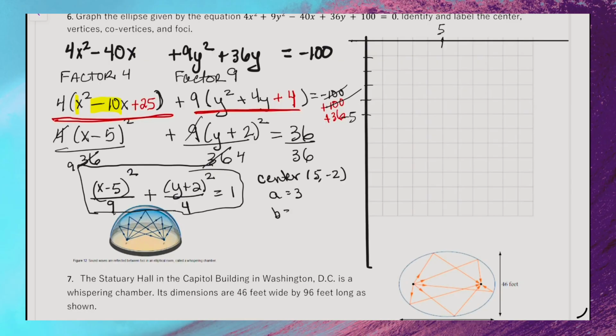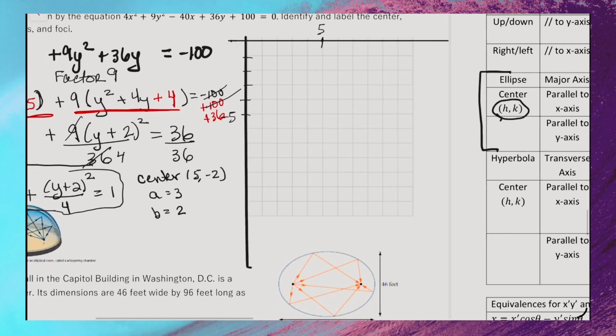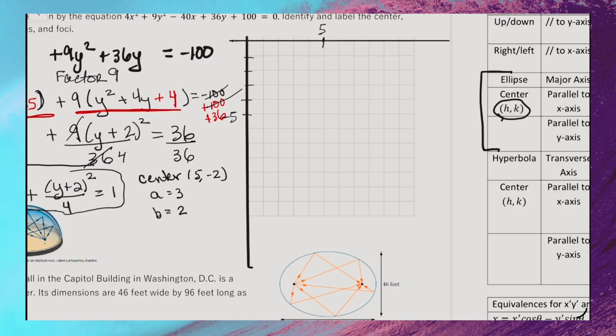And b, 4 is b squared, so that means b is 2. Okay. Just to recap, it looks like we have this top one going on, which means I can start plotting it.